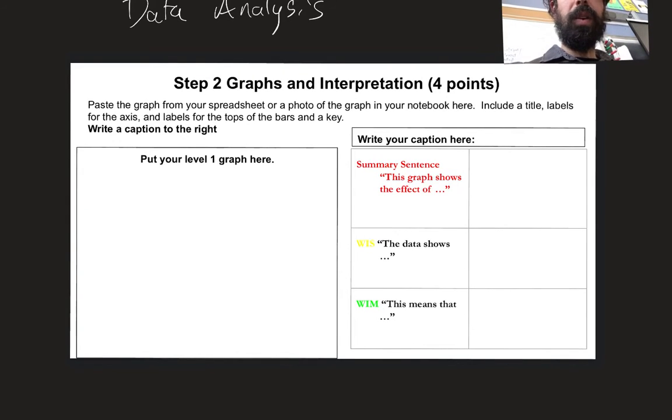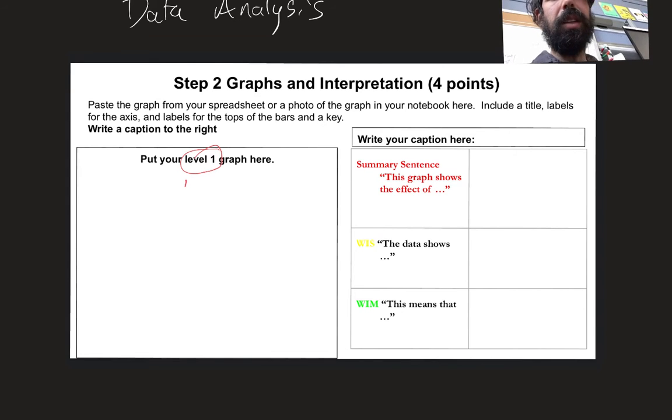This section of video is about how to do your data analysis. As always, you're going to paste a graph over here, and you're going to write about your graph over here. Here's the difference. You're doing this 3 times. Yes, 3 times. This is your level 1 graph.